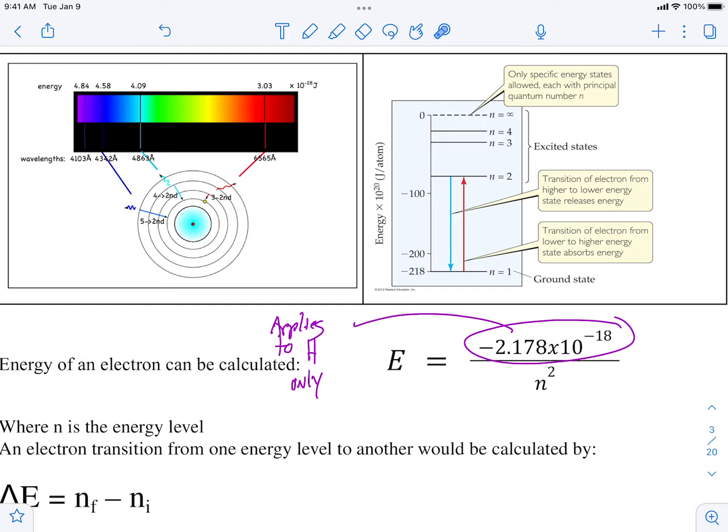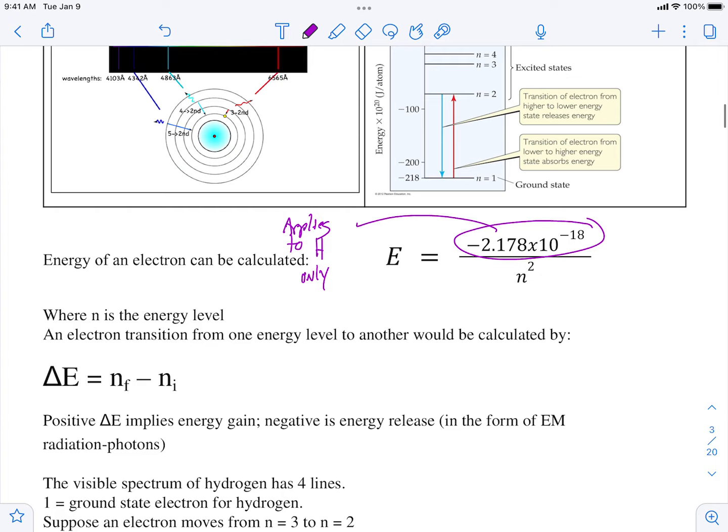All right. Anyways, change in energy. How do we calculate the change in energy? It's the energy of the final minus the energy of the initial. E final minus E initial. How do you find E final? Well, E final is negative 2.178 times 10 to the minus 18th over N, whatever the energy level where it ends up as, squared. What's E initial? The same exact thing, but with the initial instead.